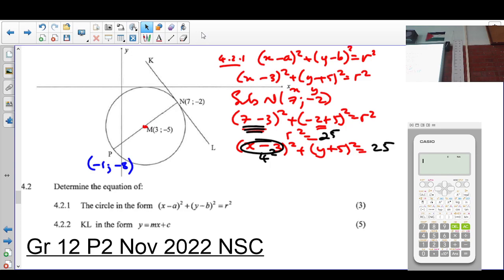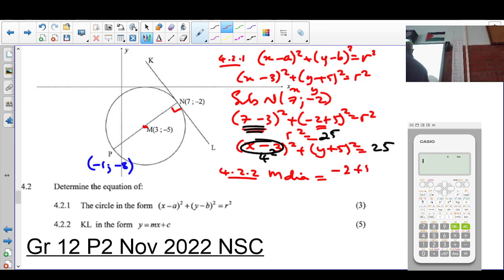Then the question in 4.2.2 says KL. So KL, we know it's the tangent. So that's of course perpendicular to the diameter. So the gradient of the diameter is going to be (-2 - -5), going with the M and N, over (7 - 3). Okay, that gives us an answer of 3/4. So the gradient of the tangent times the gradient of the radius or diameter is -1. So the gradient of the tangent, of course, is going to be -4/3.